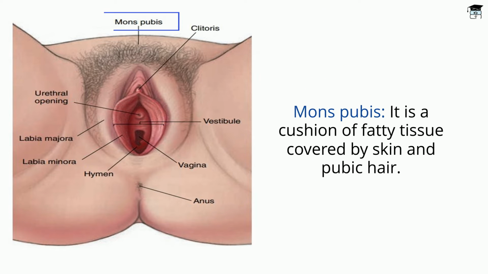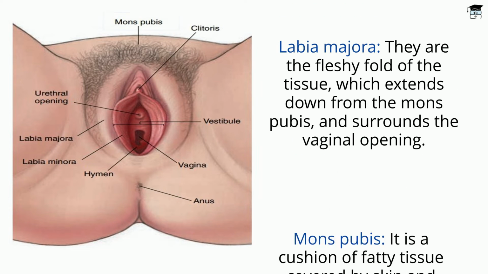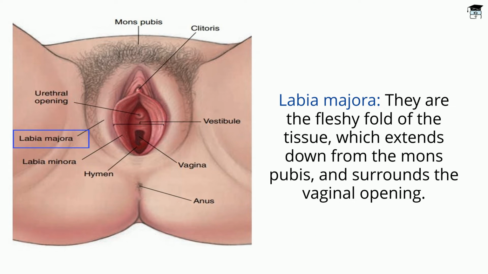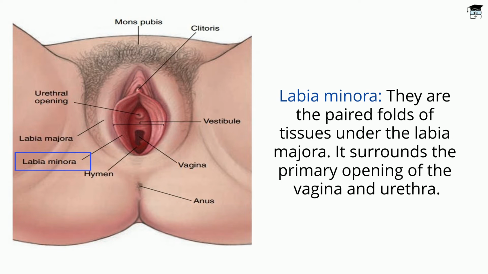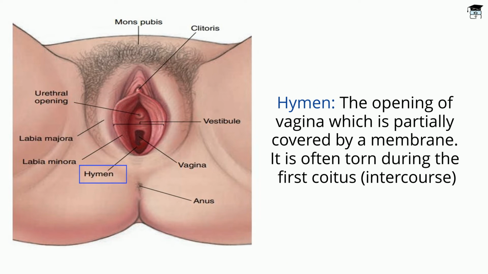Mons pubis, it is a cushion of fatty tissue covered by skin and pubic hair. Labia majora, they are the fleshy folds of tissue which extend down from the mons pubis and surround the vaginal opening. Labia minora, they are the paired folds of tissues under the labia majora. They surround the primary opening of the vagina and urethra. Hymen, the opening of the vagina which is partially covered by a membrane. It is often torn during the first coitus, intercourse.